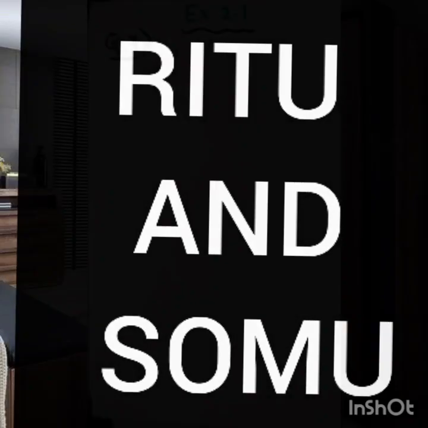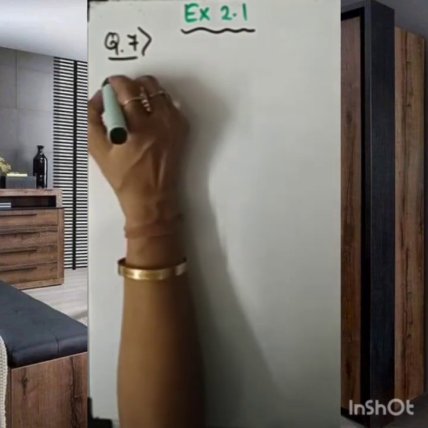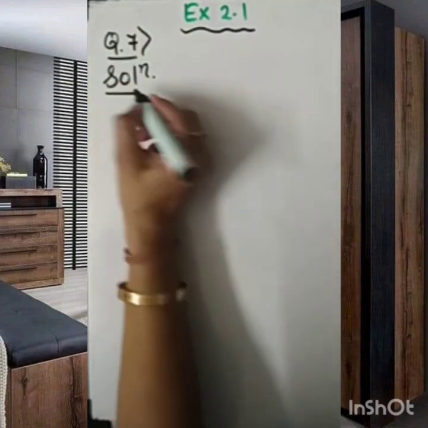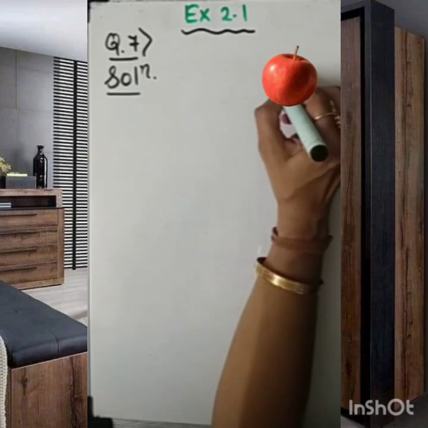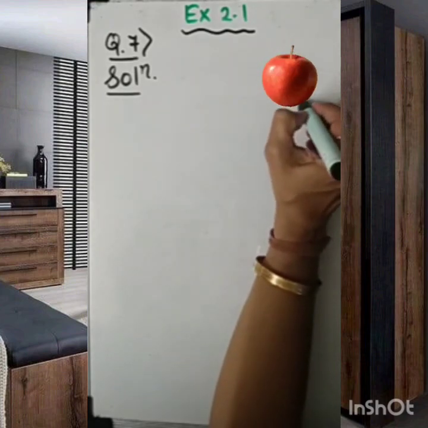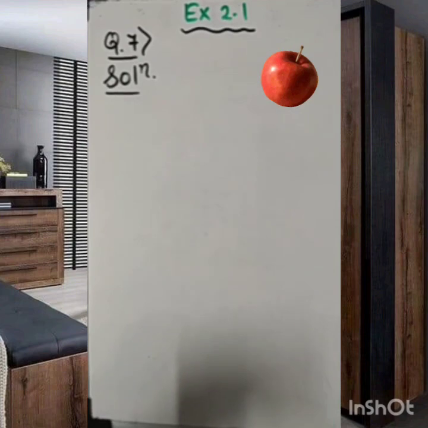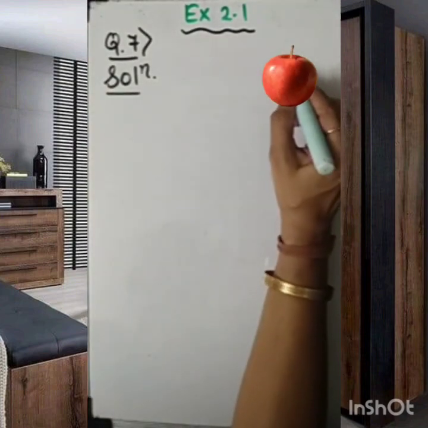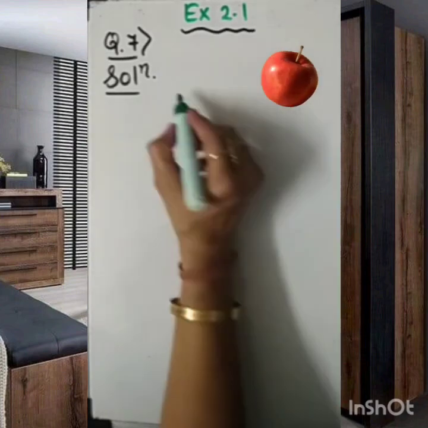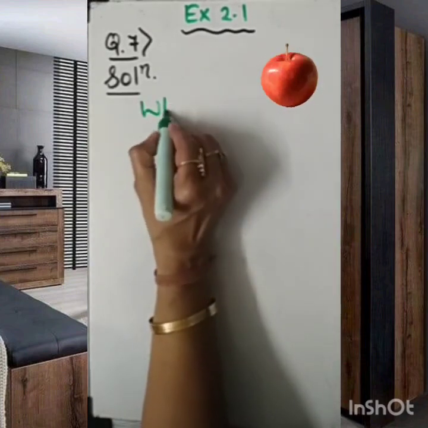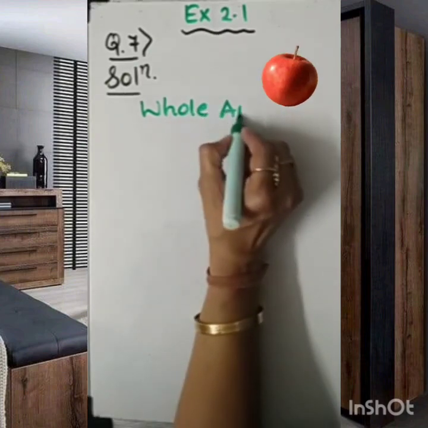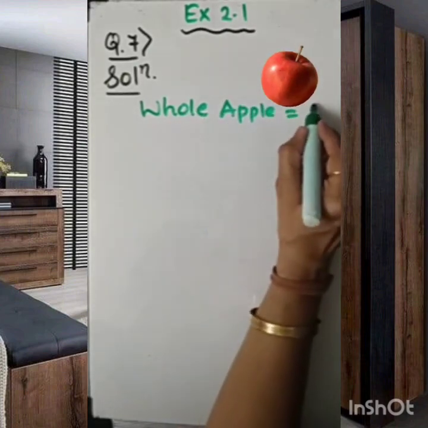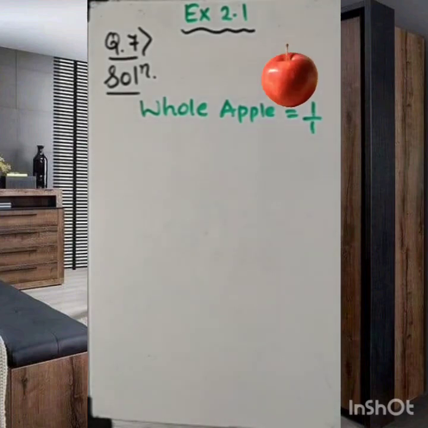Okay. Now, before we proceed, let me make one thing clear. This is the apple, the full apple we are considering as a whole. Whole apple indicates one full part, that is 1 by 1. Clear? Now how much part is eaten by Ritu?